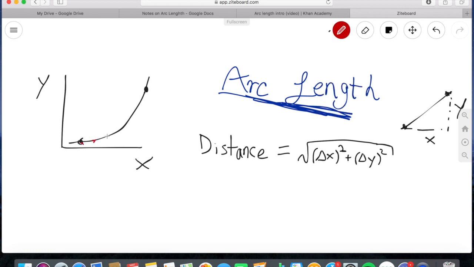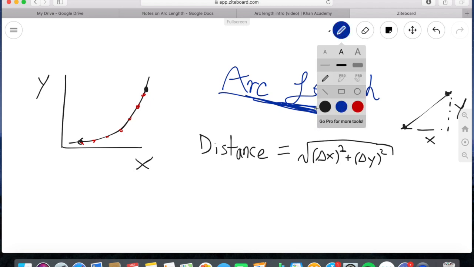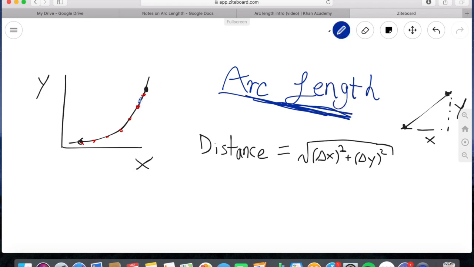Let's say we broke this up into a bunch of little sections. Sorry, I haven't perfected this art of using this whiteboard app yet.